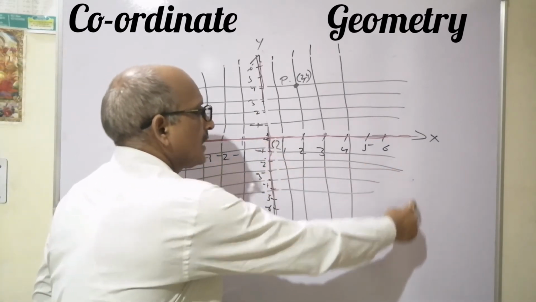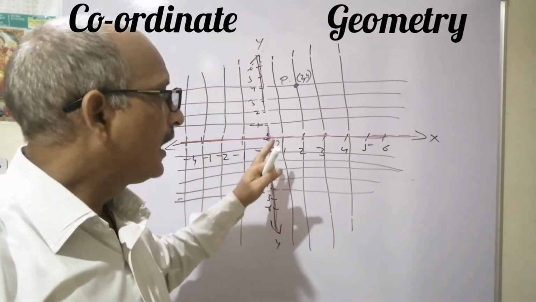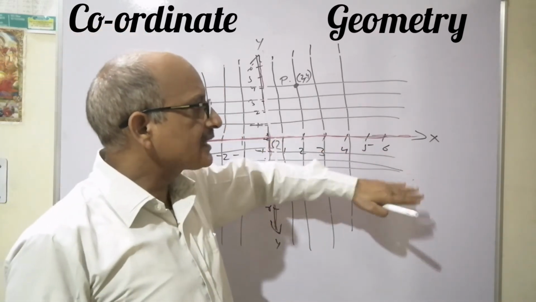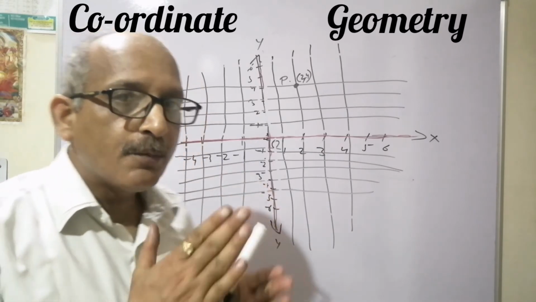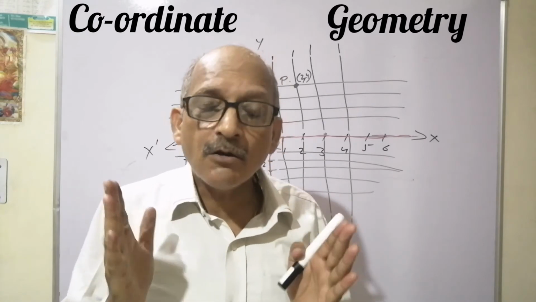So 4 rectangles are formed by the coordinate axes. When these axes, the x and y axis, intersect each other, the whole plane is divided into 4 rectangular parts. Each rectangular part, as I have told you, is a quadrant.